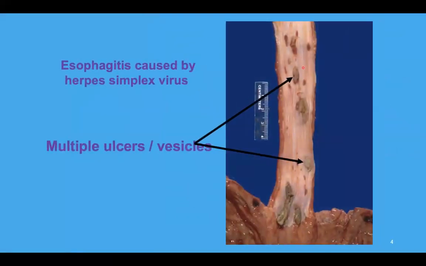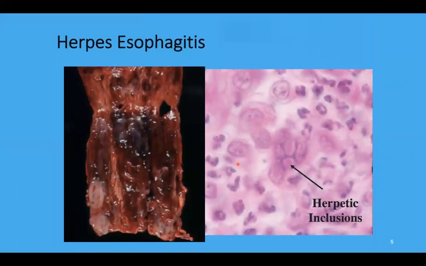So herpes simplex esophagitis has characteristic multiple ulcers and vesicles as depicted in this picture. As you can see here, the herpetic inclusions show multinucleated giant cells and ground glass inclusions, and the margination, where the chromatin material aggregates at the periphery of the nuclei. So this is the characteristic feature of herpetic cells. And also you can see the molding or flattening of the adjacent nuclei. These are the high-yield features, and you can see the punched out ulcers that are very classical of herpes esophagitis.